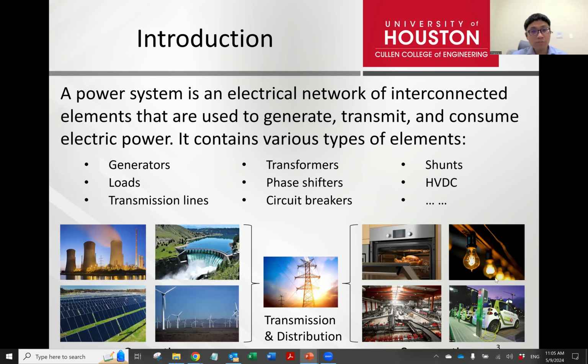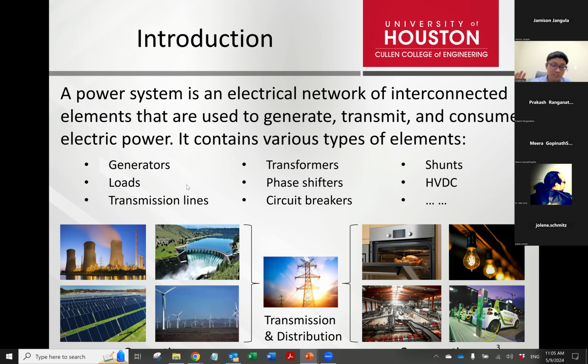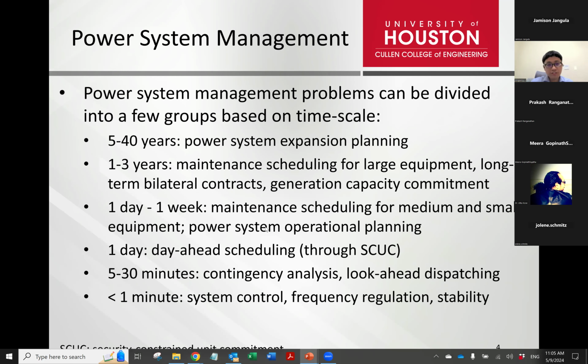As you all know, a power system is an electrical network of interconnected elements that are used to generate, transmit, and consume electric power. It contains many different types of elements, and for each type there are hundreds or even thousands of them. So a power system is a very large physical system, and power system management is very complex.